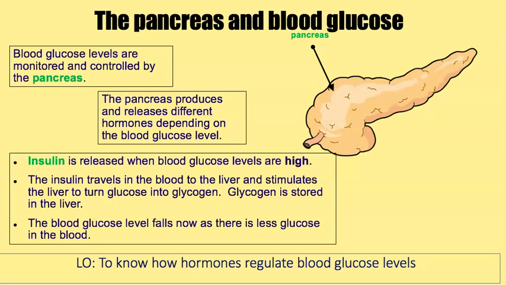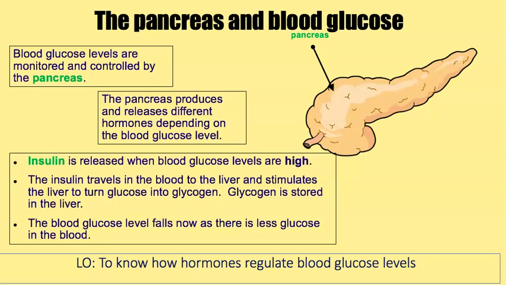Now, insulin will then travel in the blood to the target organ, which is your liver. And what happens there is that the liver changes the glucose. So it takes the glucose out of the blood and it turns it into glycogen. So glycogen is our storage molecule, our insoluble storage molecule, mainly stored in the liver. Some can be stored in the muscles as well, but for now we'll just talk about it being stored in the liver. What that means is that because the glucose has been taken out of your blood, glucose will drop down to where it should be.